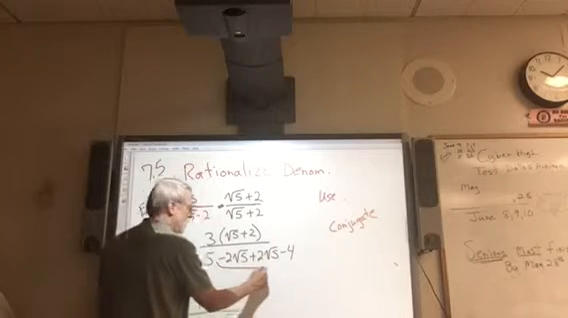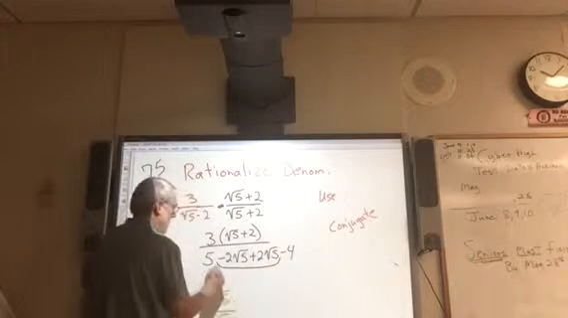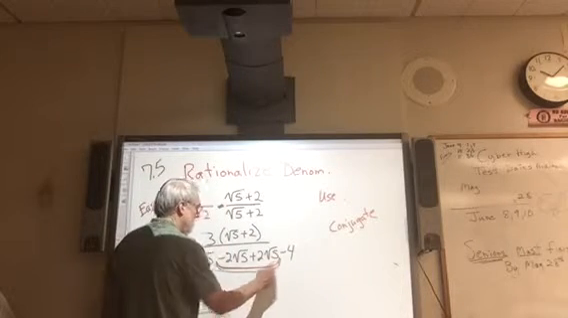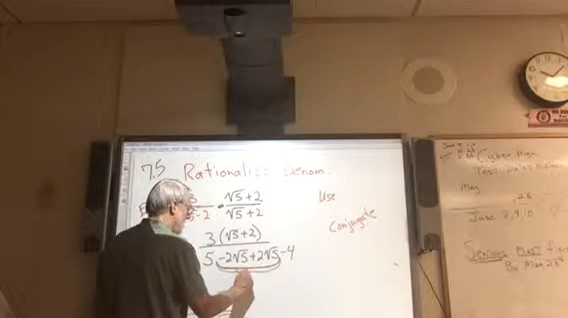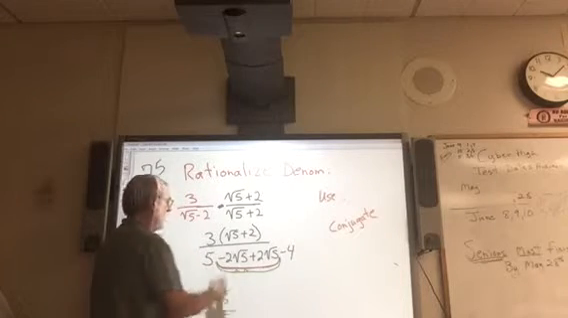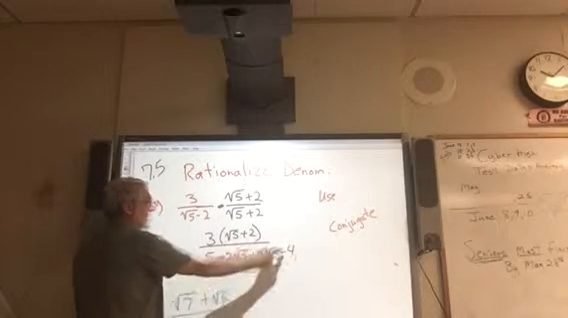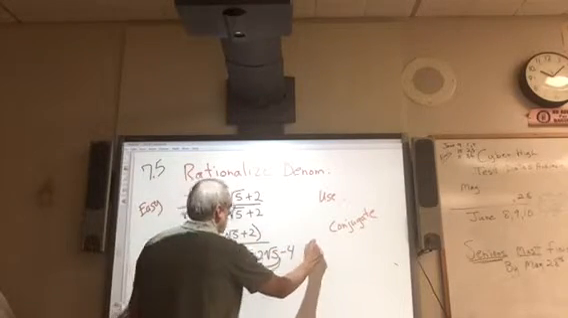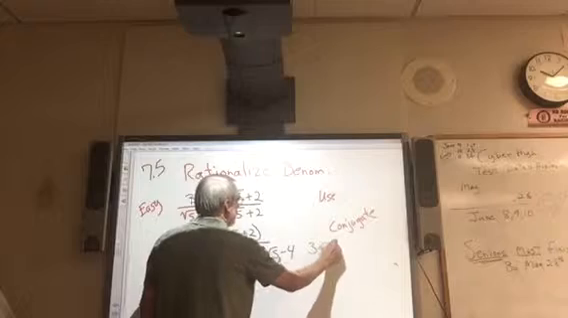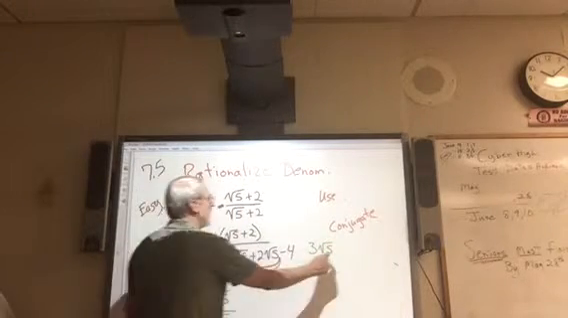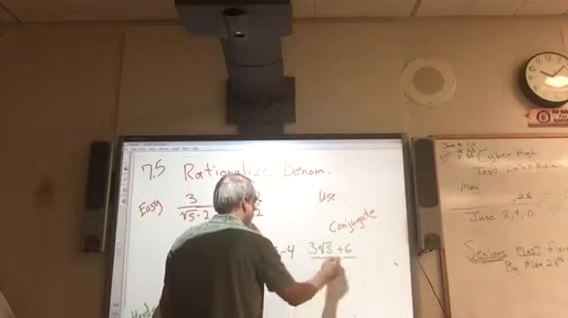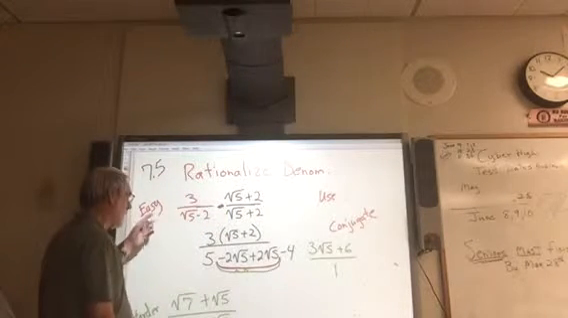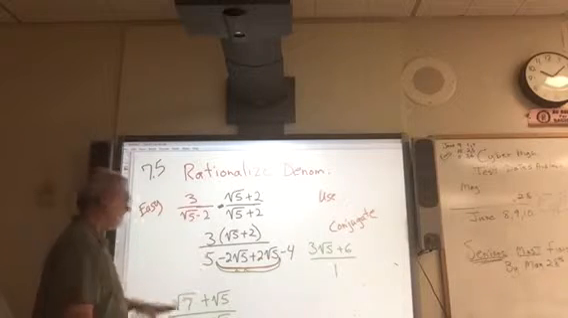These, of course, cancel out. These right here. Those right here. And what is this? That's 0. 5 minus 4 is 1. So we end up with 3 radical 5 plus 6 over 1. That's more or less easy.